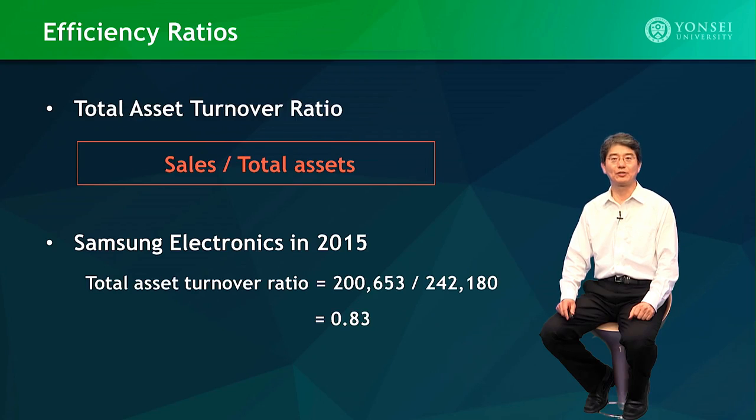Another efficiency ratio that measures the big picture of a firm's efficiency is asset turnover ratio. It is defined as sales divided by total assets, and the total asset turnover ratio of Samsung is 0.83. In other words, for every dollar in assets, Samsung generated $0.83 in sales.